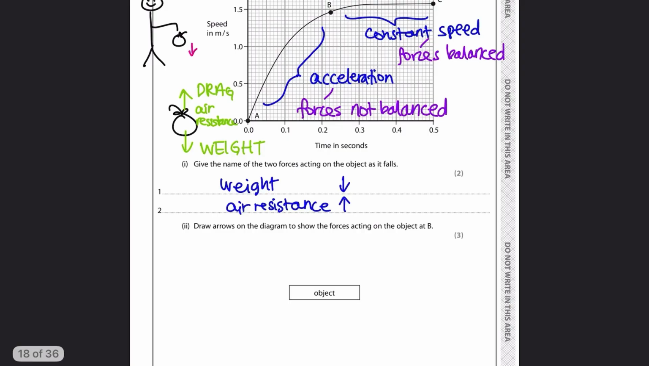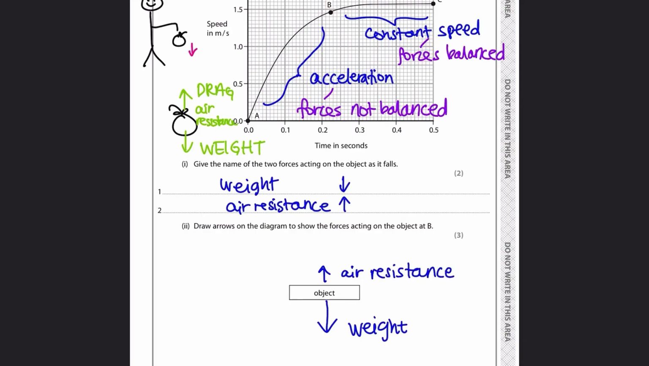They cannot be balanced, right? So the size of these arrows cannot be balanced. Which one's bigger then? Weight or air resistance? Have a think. Let's say this is weight. How should I draw the air resistance arrow? Should it be larger or smaller? Definitely smaller, right?